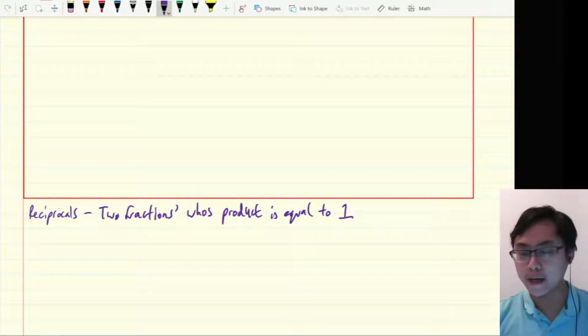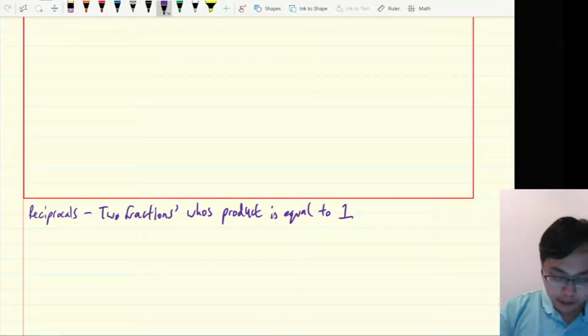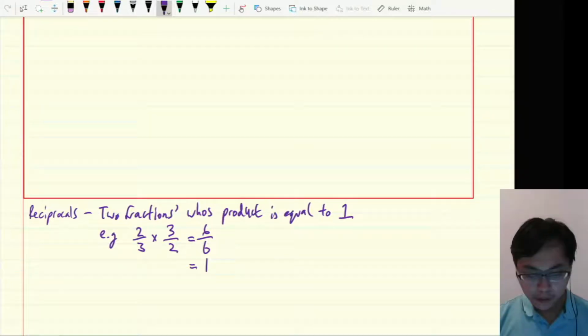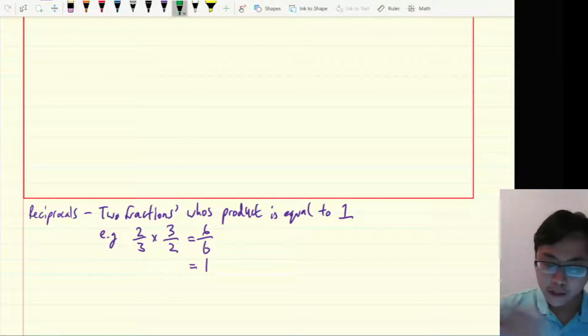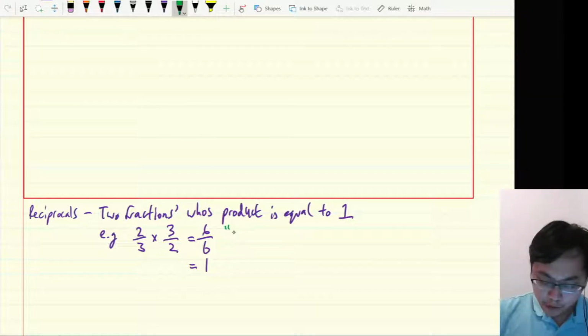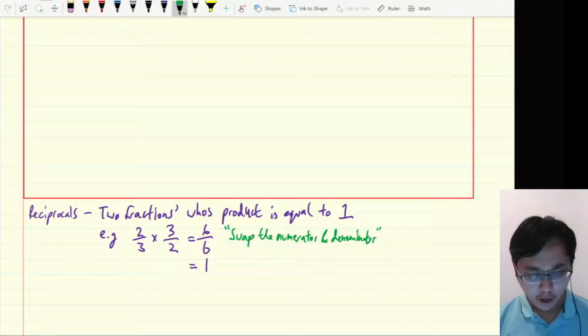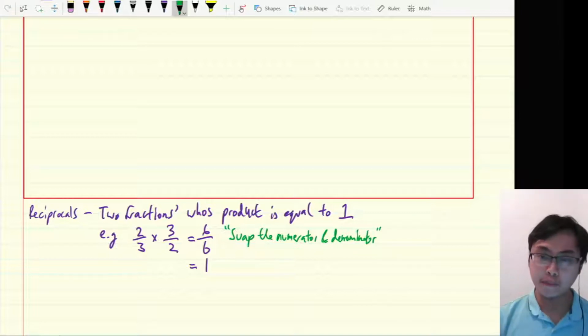And there's only one way that happens. So just a quick example. For example, if I had a fraction, let's say 2 over 3, and I multiplied it by its reciprocal, that is 3 over 2, the product will be 6 over 6, which is equal to 1. So in easy terms, it is basically when you swap the numerator and the denominator. That is the simple definition of reciprocal. Basically, you swap the top and the bottom of a fraction.